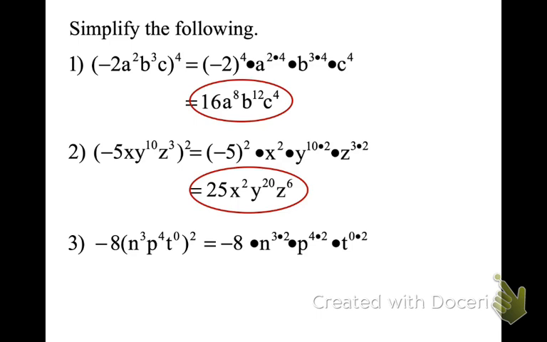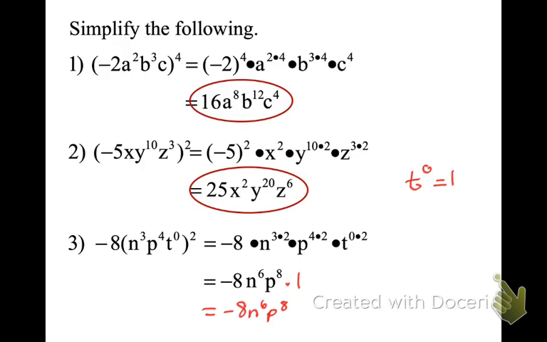-8 n to the 6th, p to the 8th, t to the 0, which equals... Anything to the 0 power equals what? T to the 0 power equals 1. Times 1. I don't need to write that. So it's just -8 n to the 6th, p to the 8th. Anything to the 0 power equals 1.